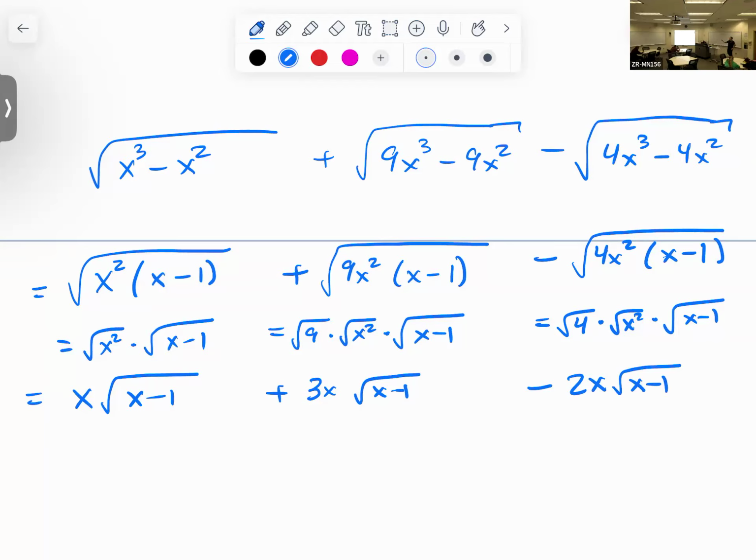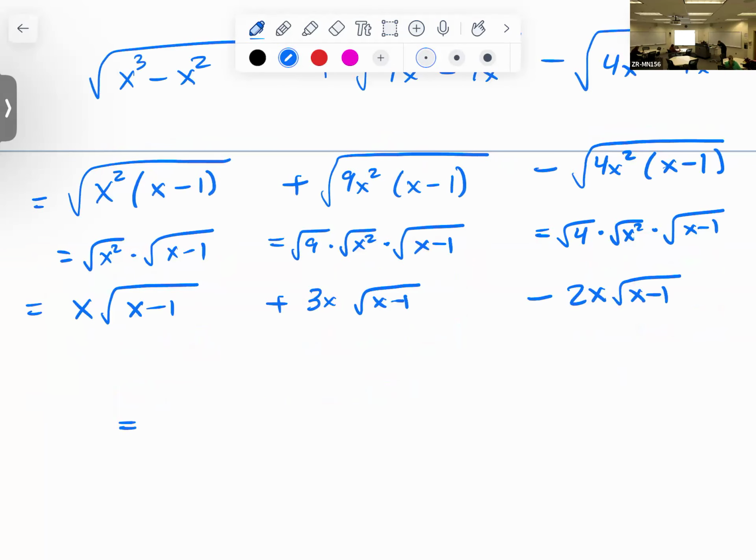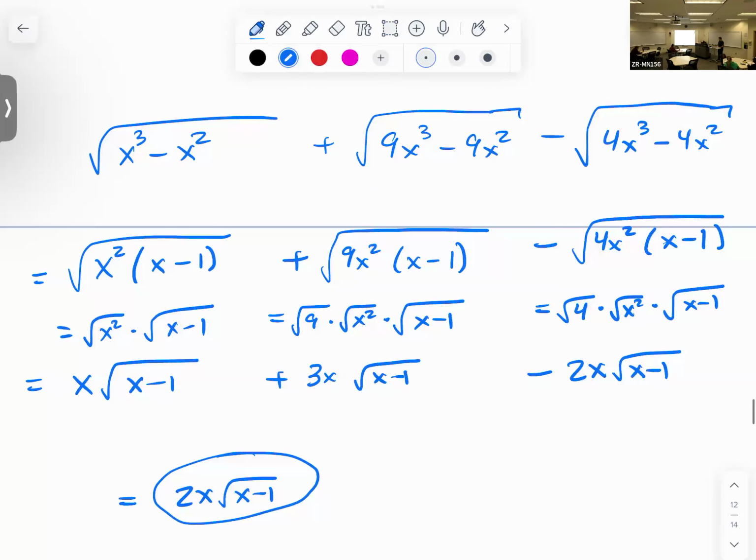And oh, look, now look at the three radicals that started very, very distinct. Do they all have the same radical associated? Which means x plus 3x minus 2x results in 2x root x minus 1. So being able to simplify these seemingly complicated radicals is a big deal because this bottom piece is way simpler than that top piece, even though they are equivalent.